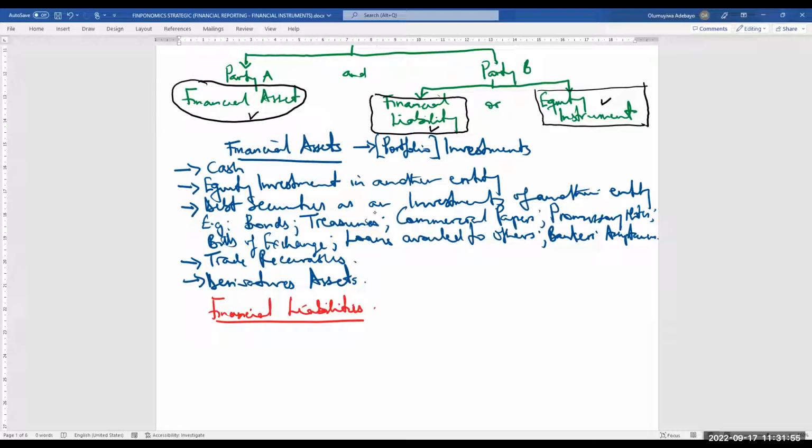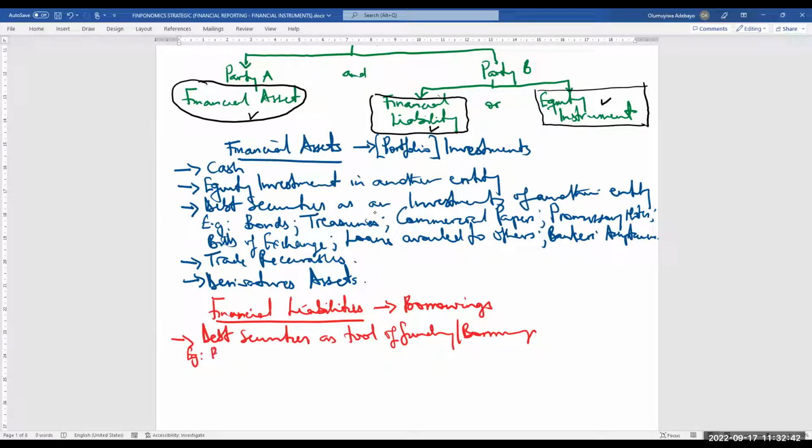Now, financial liabilities, as opposed to portfolio investment, entail a form of borrowings. What does that mean? It means as a deficit unit, as earlier characterized, rather than having debt securities as an investment, you have debt securities as tools of funding or tools of borrowing. Okay, and a practical example is, rather than you buying a bond, you are the one issuing the bond.